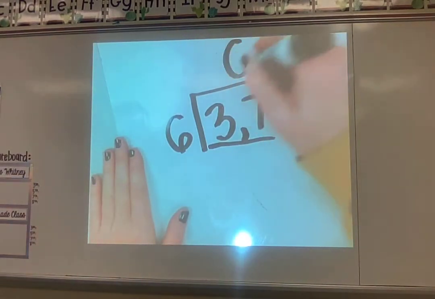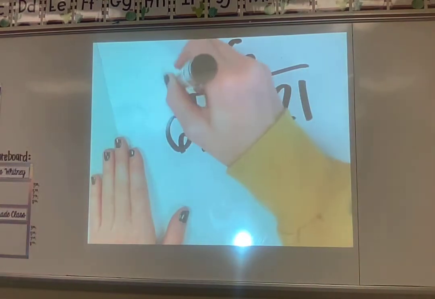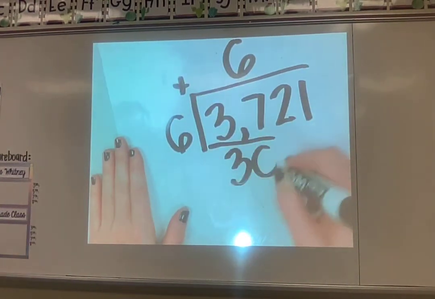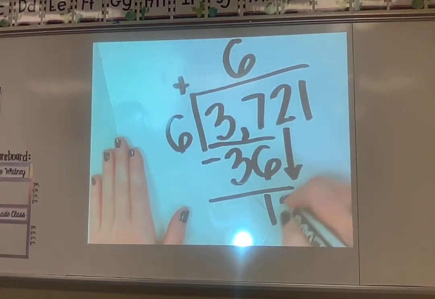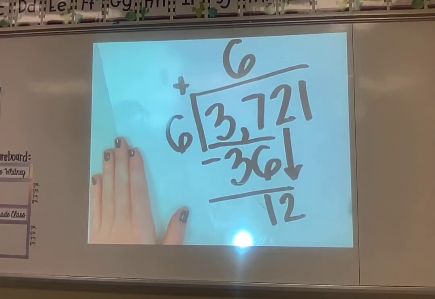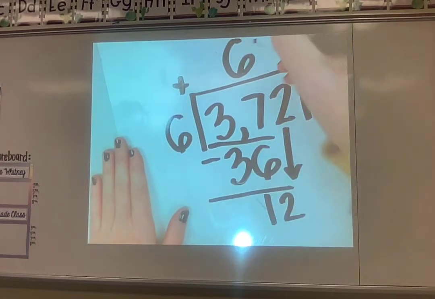That would be 6. Monkeys, 6 times 6 is 36. Swipe, that gives me a 1. And then bananas, bring down my 2. If I bring down, I have to go again. So now we're ready to go. 6s into 12. That would be 2. That was dangerous. Next is monkeys.